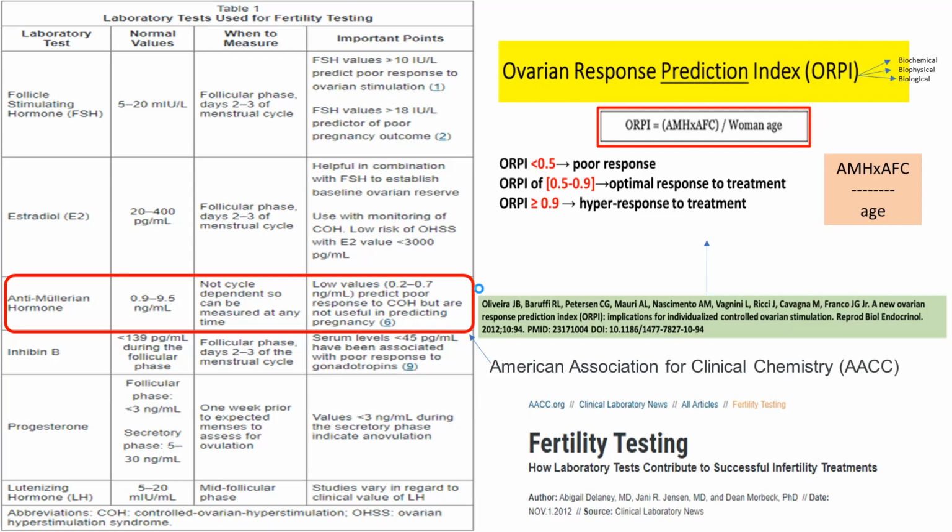And if it is less than 0.5, this means that the patient would have poor response to treatment, and if it is 0.5 to 0.9, optimal response to treatment, and if it is more than 0.9, this means that the patient may have hyper response to treatment, as mentioned by some publications.